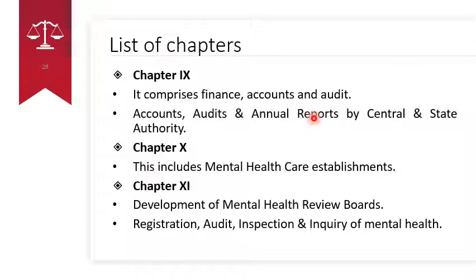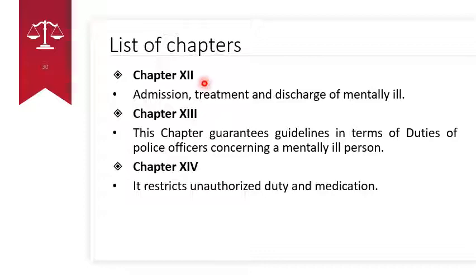Chapter 10 includes mental health establishments. Chapter 11 includes the development of mental health review boards and the registration, audit, inspection, and inquiry of mental health establishments. And Chapter 12 deals with admission, treatment, and discharge of the mentally ill. Chapter 13 lays down guidelines in terms of duties of police officers concerning a mentally ill person. Chapter 14 restricts unauthorized discharge of duty and medication.